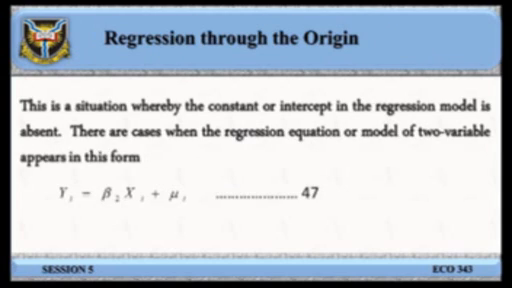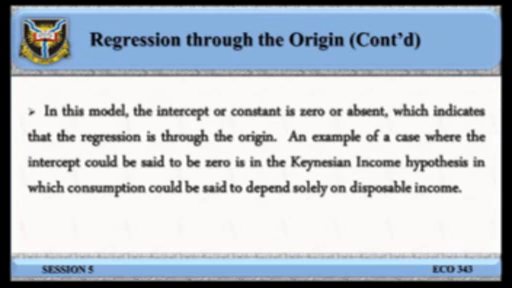Regression through the origin. This is a situation whereby the constant or intercept beta 1 in the regression model is absent. There are cases when the regression equation or model of two variables appears in this form: yi is equal to beta 2 xi plus mu i. In this model, the intercept or constant is 0 or absent, which indicates that the regression is through the origin.